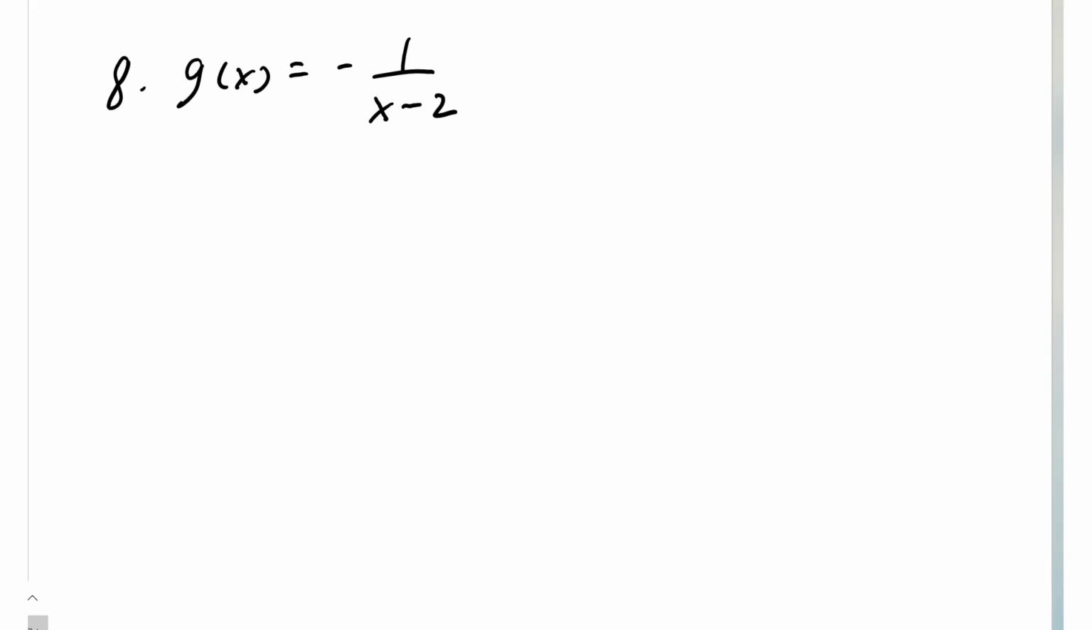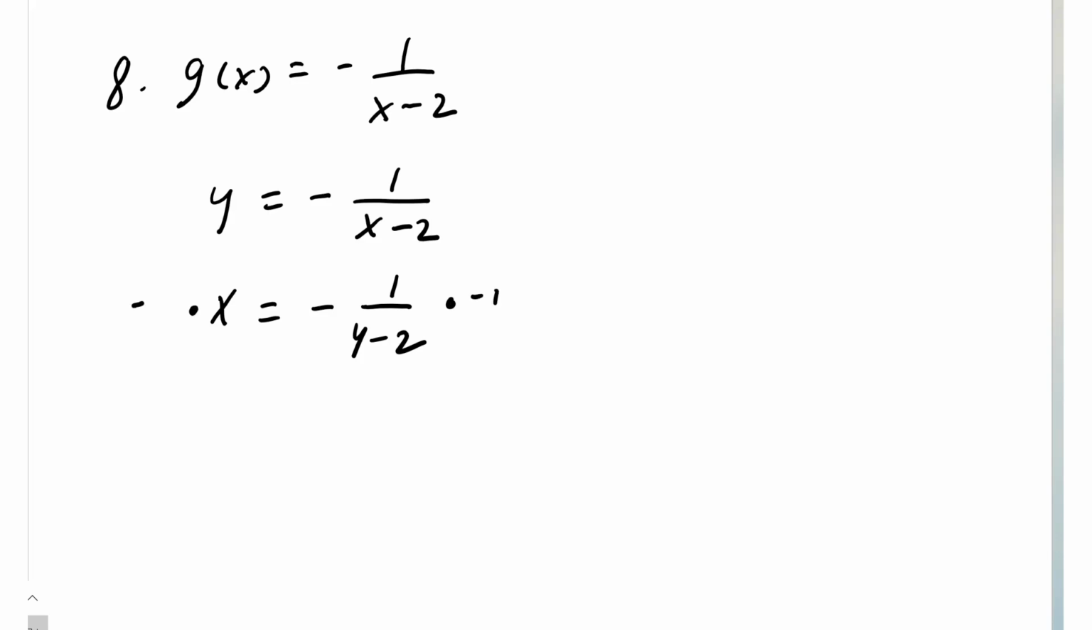So we're going to find the inverse of this function. y equals negative 1 over x minus 2. So we're going to switch the x and the y. So we have x equals negative 1 over y minus 2. I would multiply by a negative 1. A negative times a negative is positive, so you're left with 1 over y minus 2, and you have negative x.